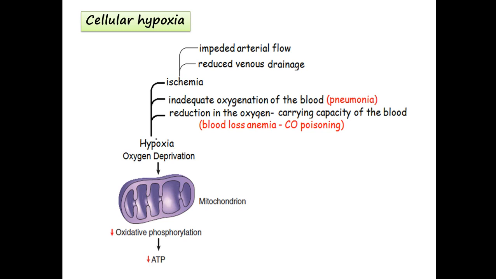Now ischemia will result either from impeded arterial flow, for example due to an atherosclerotic obstruction of an artery, and sometimes there can be a blockage in the venous drainage which will push back the resistance to the flow of blood through the capillary into the arterial circulation. In these situations, the cells are unable to get sufficient oxygen, and this will lead to cell death.